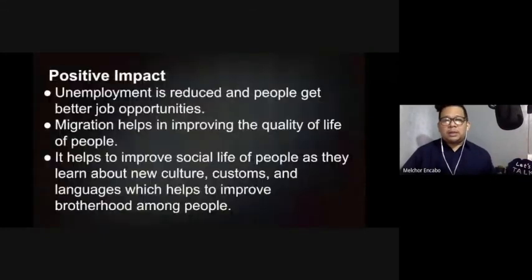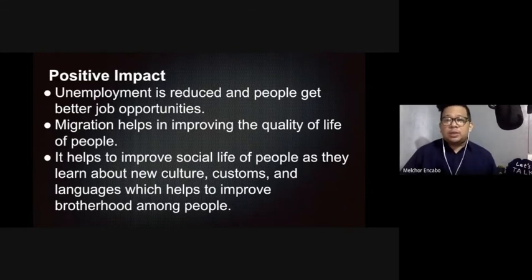Let's go to the positive impact. If you feel like copying this, just copy the keywords because all these slides will be posted, of course, in your Google Classroom. So ilan sa mga positive impacts ng migration ay mga sumusunod. Una, unemployment is reduced and people get better job opportunities. Given na ito. At lahat tayo nauunawaan natin siguro ang epektong ito, hindi ba? Second point, migration helps improving the quality of life of people.